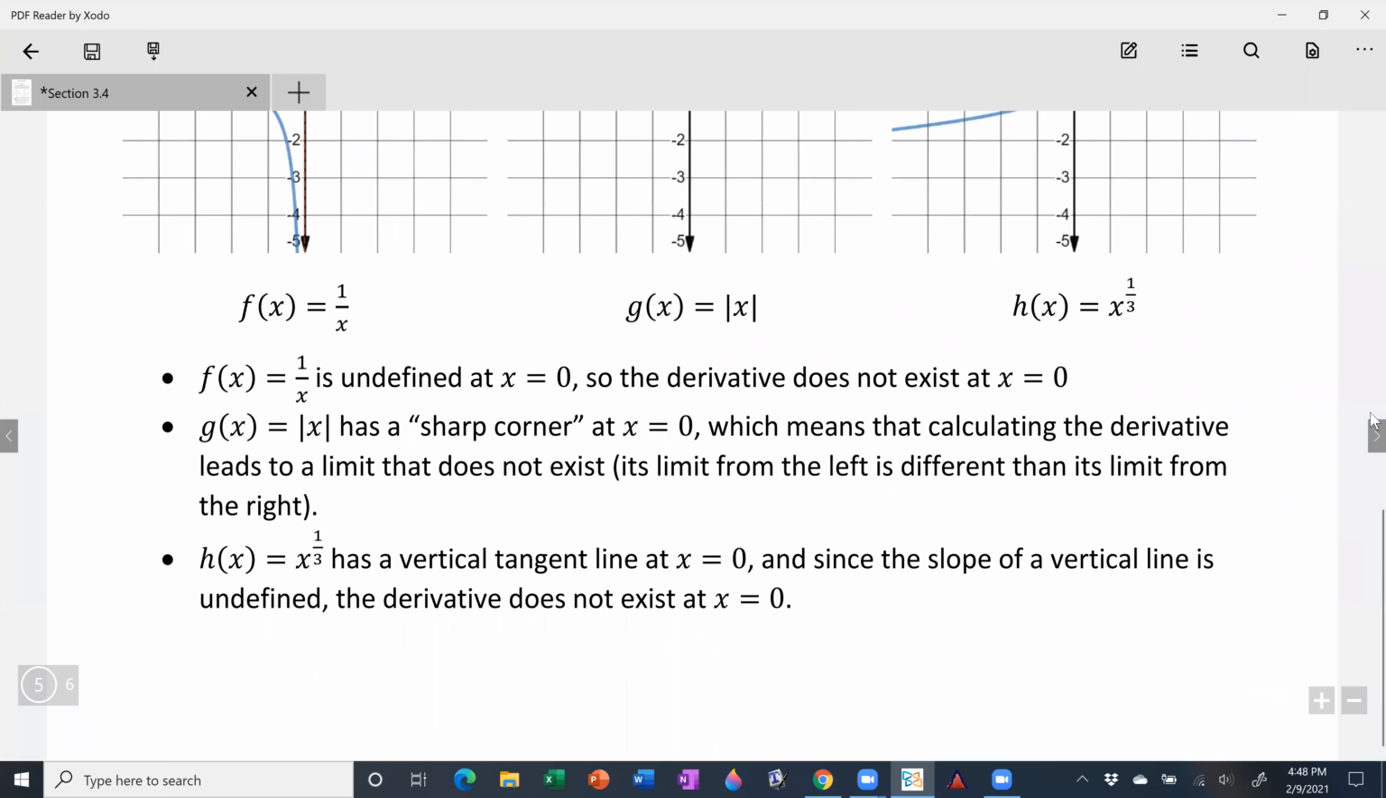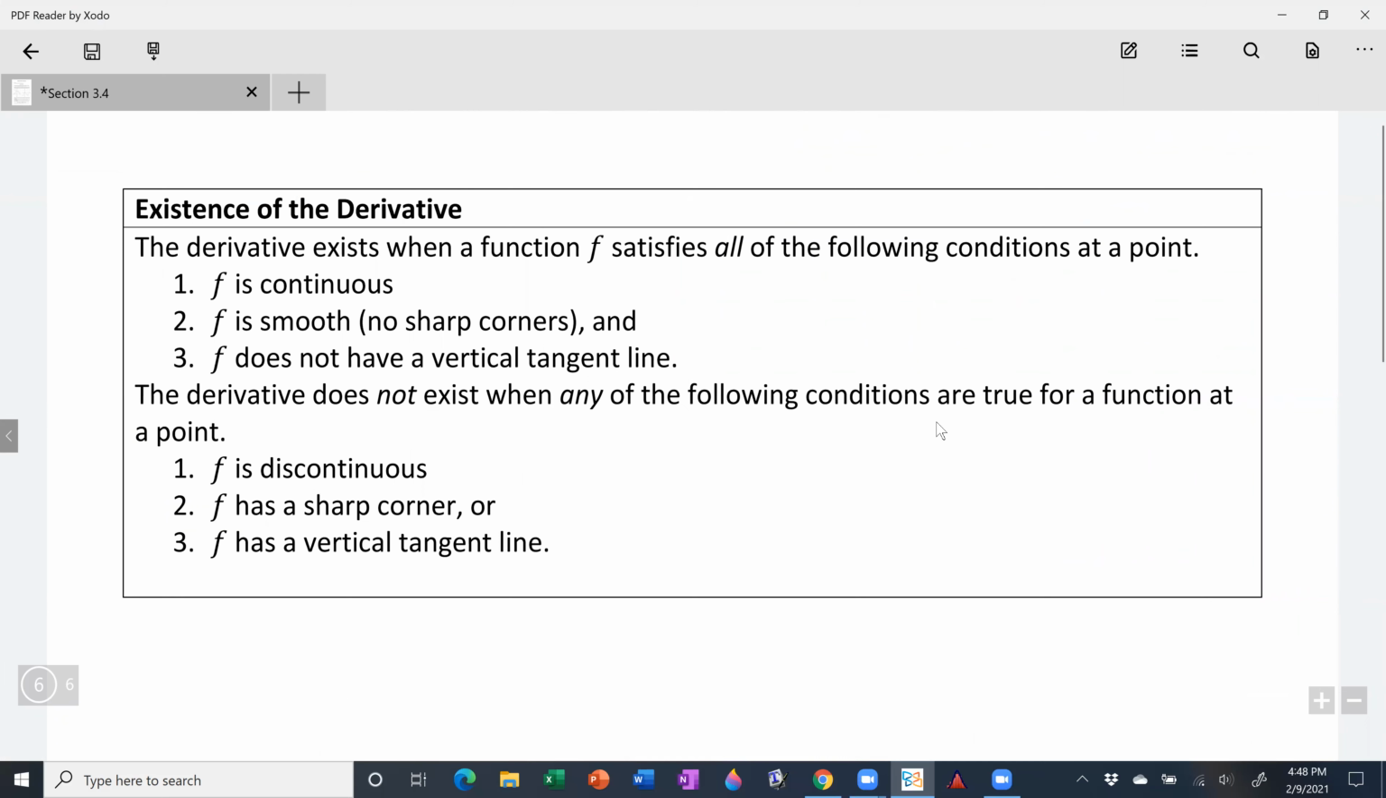That's kind of just talking it through. Then I've got this summary right here, and we'll pretty much wrap it up. The existence of the derivative: the derivative exists when a function f satisfies all of the following conditions at a point. At any given point, the derivative exists if f is continuous at that point, if f is smooth, so none of those sharp corners where the limit's different on each side, and f does not have a vertical tangent line.